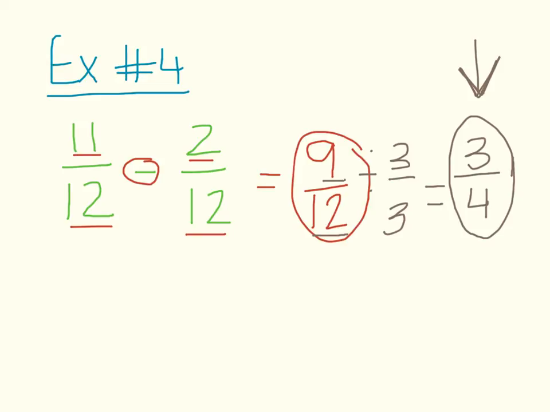So just to recap, when you have common denominators, you leave the denominator the same, and you just add or subtract the numerators.